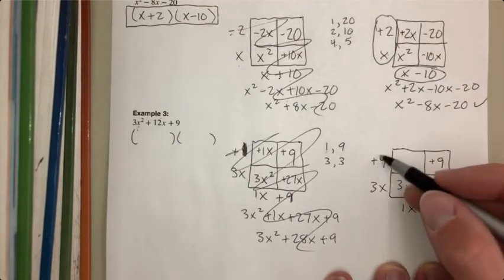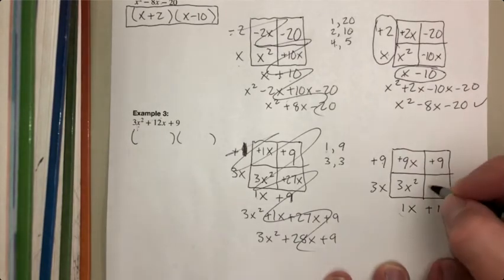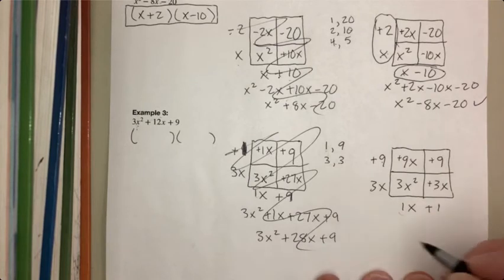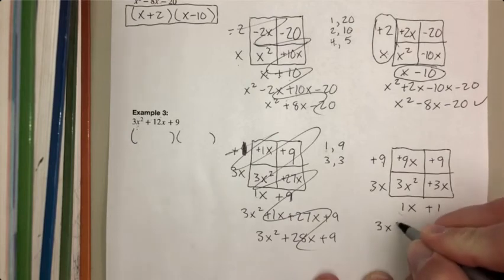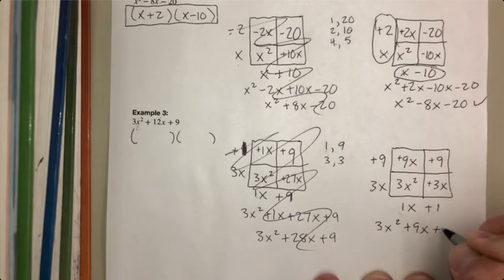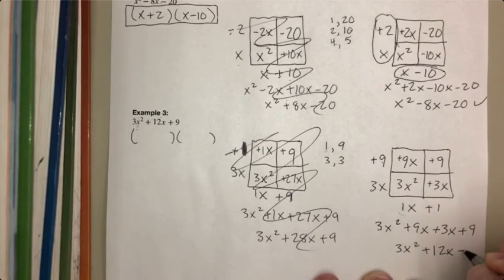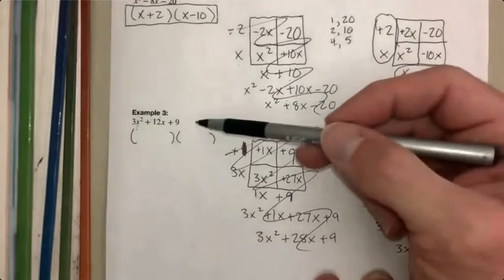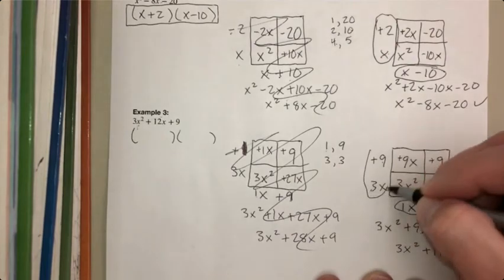Now I get 1x times 9. It's going to be positive 9x. And here I get 3x times positive 1. That's going to be positive 3x. So notice how just by switching these, because this is different than this, I get 2 different values inside. Oh. All right, so now that's looking pretty good to me. Combine my middle terms. There we have it. Sure enough, that matches what it's supposed to. I'm good to go. Here are my 2 factors.